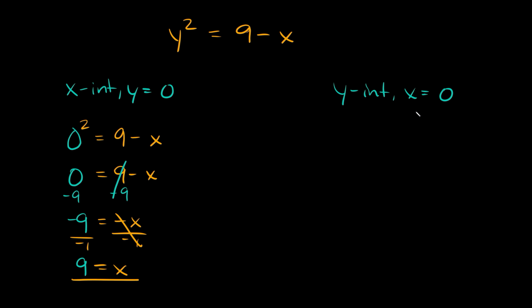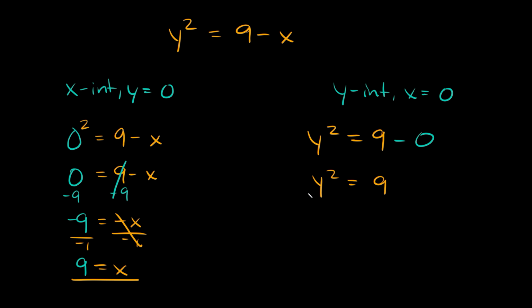Now let's find the y-intercept. And in this case, you would actually expect to find 2 y-intercepts. And the reason for that is because now there's a 2 on the y, right? So let's plug in a 0 for our x and solve for y. So we're going to get y squared is equal to 9 minus x. And again, we're going to plug in a 0 for x right there. So here we're going to get that y squared is equal to 9.